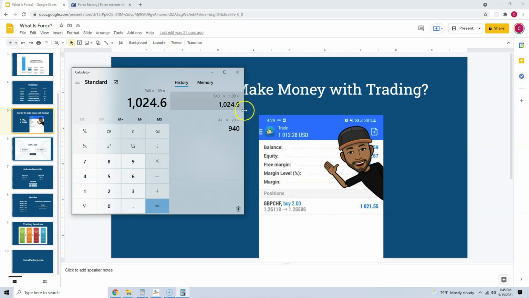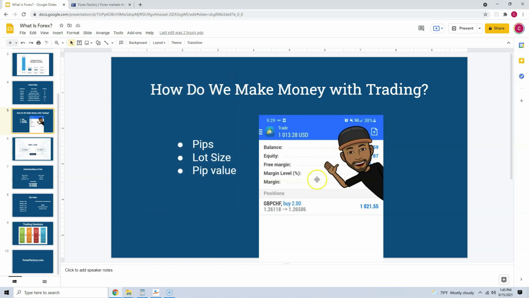So just making that make a little bit more sense so that you understand how pips, lot size, and pip value equate to how you make money trading Forex. And okay, I'm going to shut up for real this time. I just forgot to add that in. This is a little bit bootleg for me to just tack this on to the end right now, but that's just what it is. We keeping it real around here.